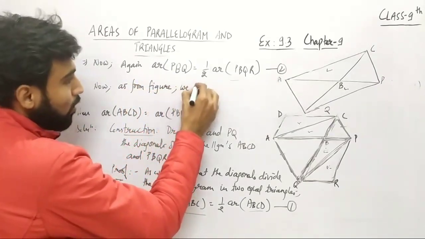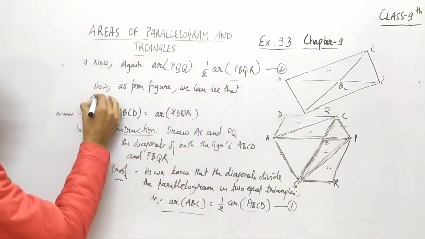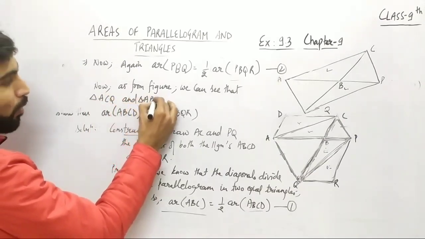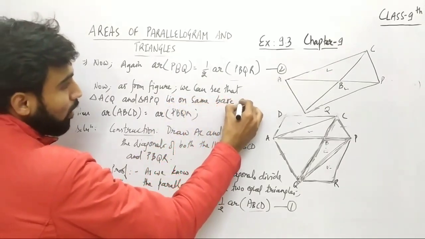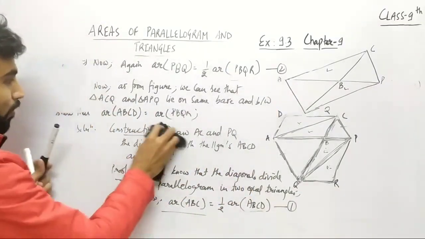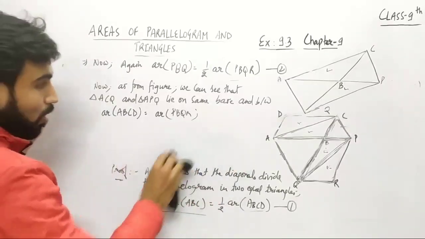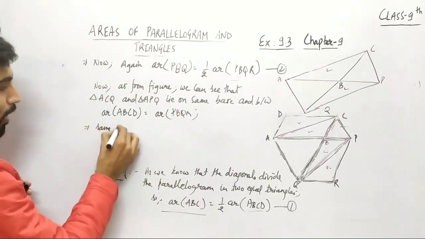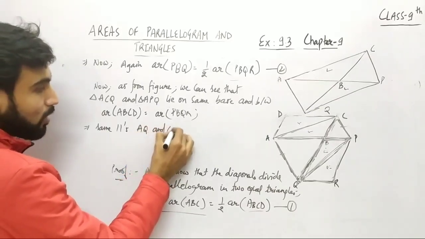We can see that triangle ACQ and triangle APQ lie on the same base and between, I'm writing down from here, same parallels. You can see what are the parallels? That are AQ and CP, right?